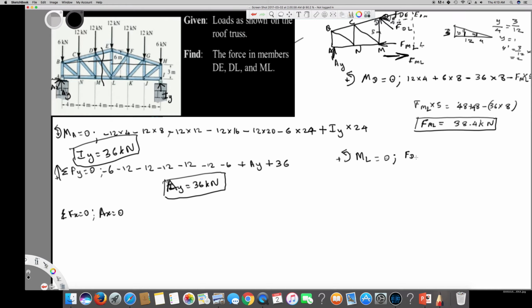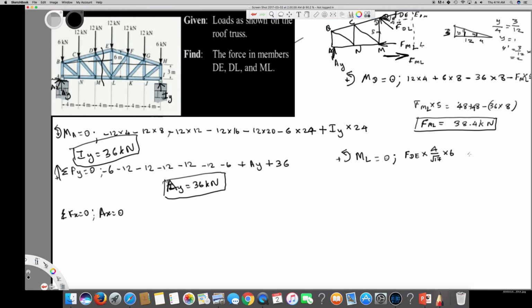Therefore I can multiply FDE by 4 over root 17, and it's coming from the height of 6 meter. This is 6 meter, and this is D, right? So I had to put this 6 meter to multiply. Then we have here 12 kilonewton pushing this object down. So it's counterclockwise, therefore it's positive.